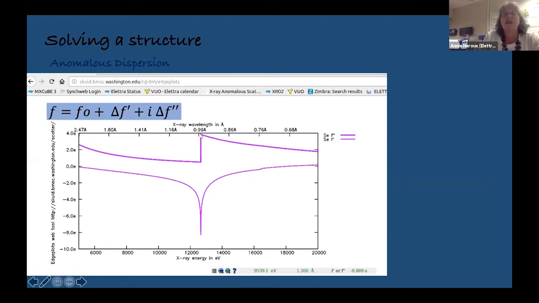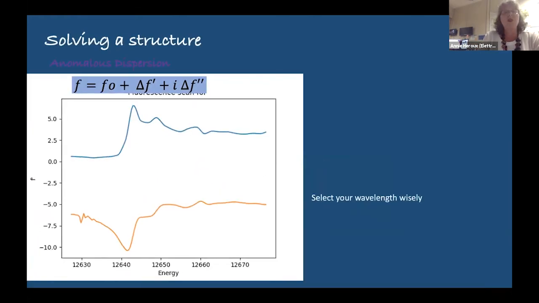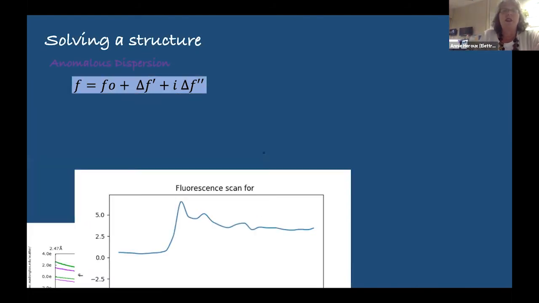So if you have selenium, people tend to say, I want to collect right here at the peak. But in reality, if you do a scan, it will look like this. Collecting just a little bit off will basically change everything. So it's safer to go a little bit away from the peak and get your anomalous signal at that point, because this signal will depend on the environment of your selenium.